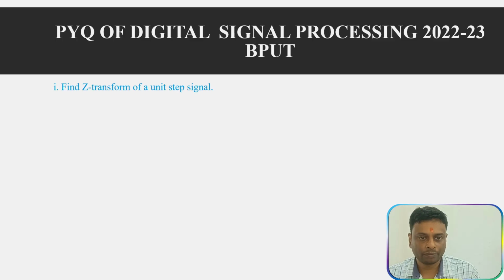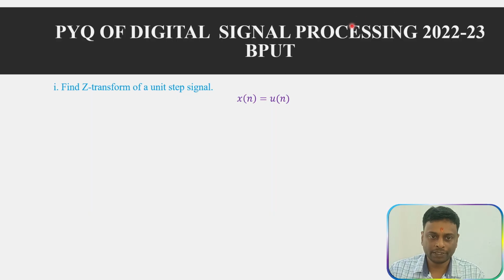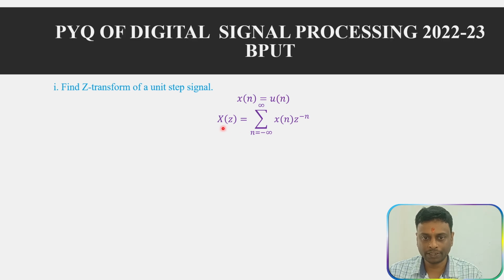Similarly, find the Z transform of a unit step signal. The question asks for the Z transform of a unit step signal. You know that the unit step signal x of n is u of n. It is discrete time. The Z transform is the sum from minus infinity to plus infinity of x of n, z to the power minus n. Here x of n equals u of n. What is u of n? u of n equals 1 for n greater than or equal to 0, and for n less than 0, u of n equals 0.